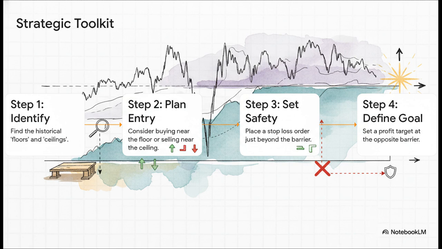First, you identify the levels. Second, you plan your entry, maybe buying near that support floor. Third, and this part is absolutely crucial, you set your safety net. That's a stop-loss order just in case you're wrong. And fourth, you define your goal. You set a profit target, maybe right up near the resistance ceiling. You see? These levels give you a clear framework for managing both your risk and your potential reward.